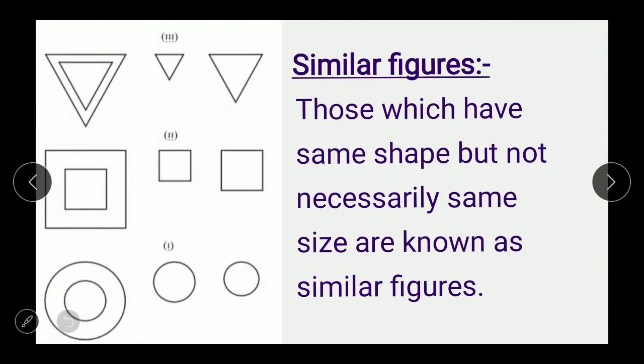Hence, we can define similar figures. Those which have the same shape but not necessarily the same size are known as similar figures. Like in this picture, these circles are of different size but the shape is the same. These squares and triangles are also in the same shape but in different size. Hence, they are all similar to each other.